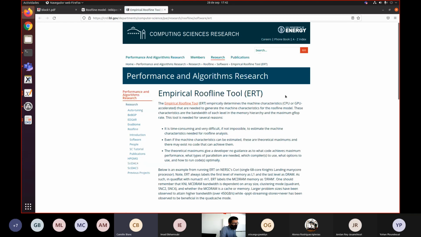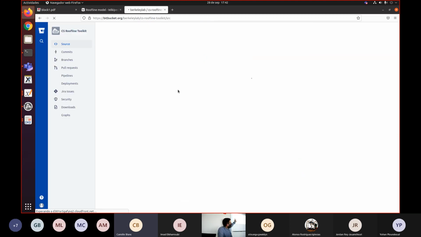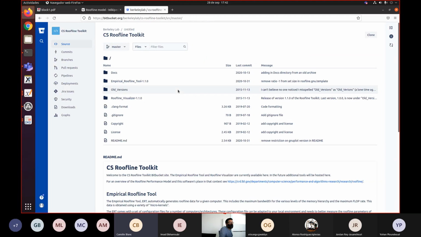Well, this is actually a research group that has a lot of work on this roofline model and is developing an empirical roofline tool. In the end, this means that here we have access to the repository. It's a Git repository, and this tool has some kernels that allow us to characterize the machine for the CPU peak performance and for the memory bandwidth. So it's able to compute this graph.